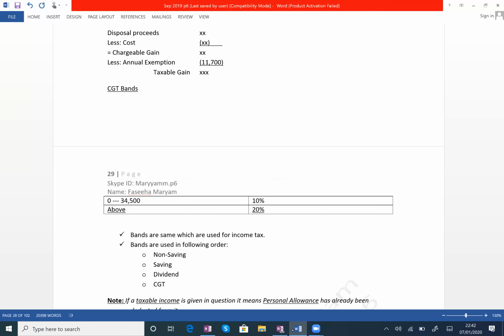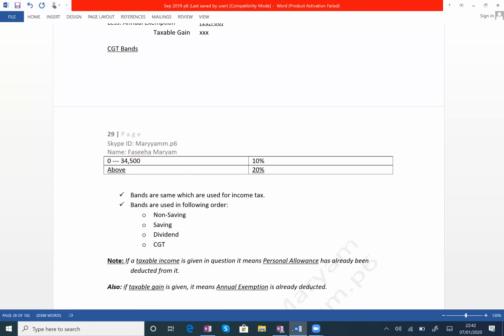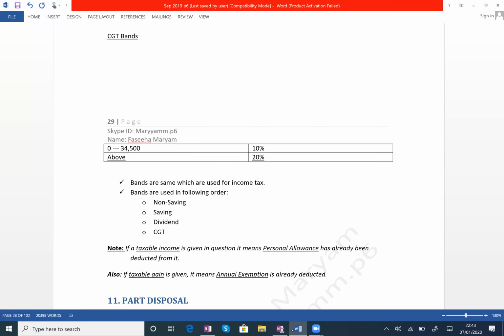And what are the CGT rates? Up to the basic band, meaning up to 34,500, it is 10%. Above the basic band, meaning in the higher and additional bands, the rate is 20%. You can see in the next line that the bands are the same as those used for income tax. Basic, higher, additional, all bands are used for both CGT and income tax.